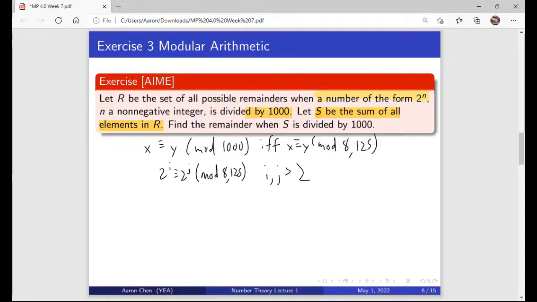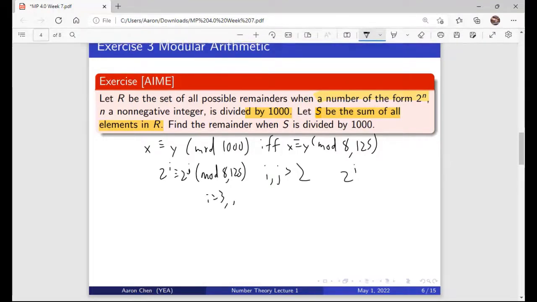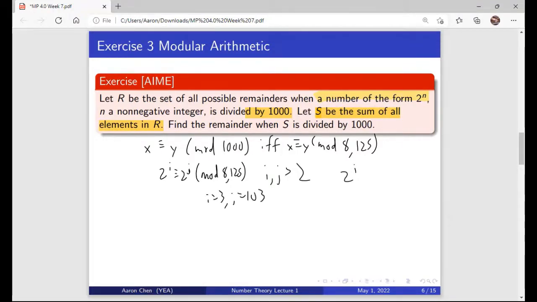So basically, we end up seeing that 2^i repeats mod 125 every 100, and between that, everything is distinct. So we can see that basically the minimum i and j are i equals 3, j equals 1. And after that, we're just trying to find the sum from 2^0 plus 2^1, and so on, up to 2 to the power of 102. And after this, everything starts repeating, so it's unnecessary.